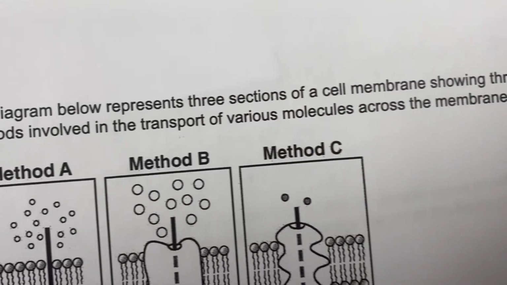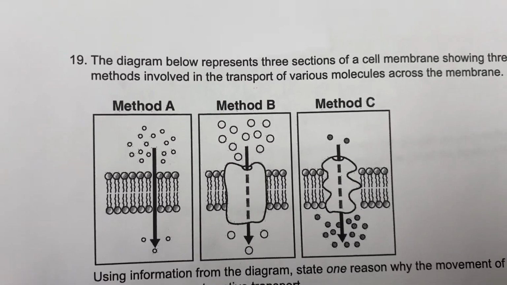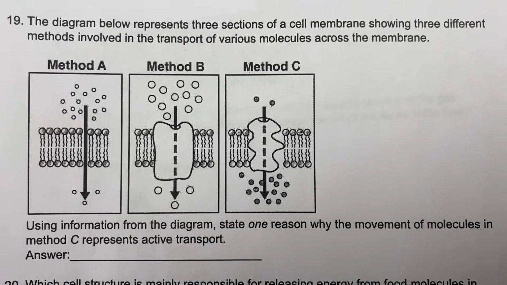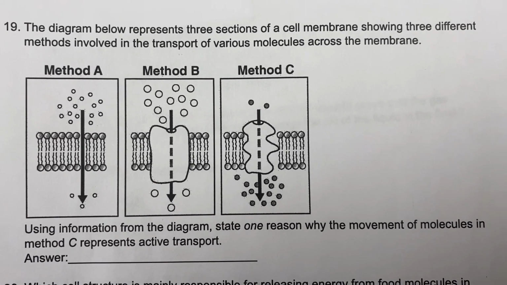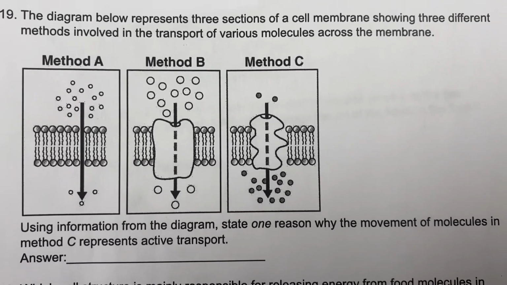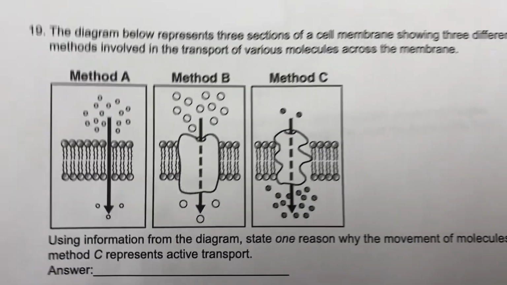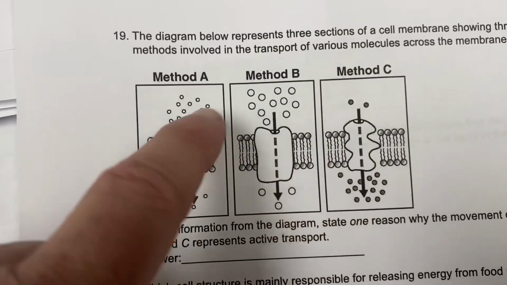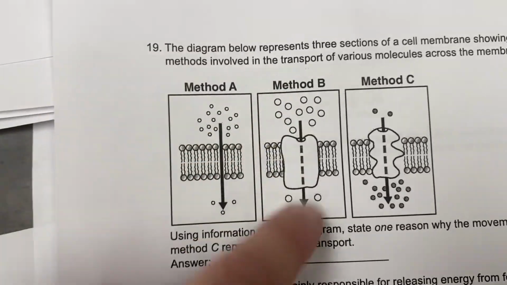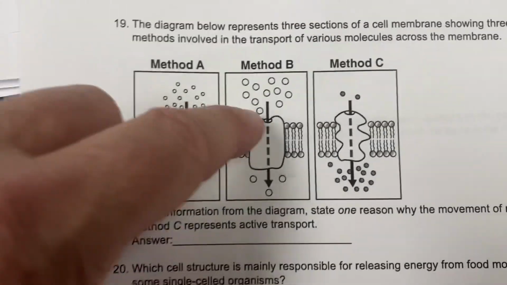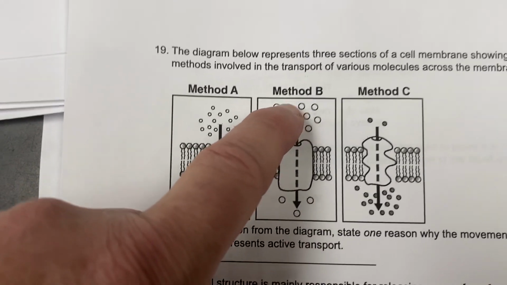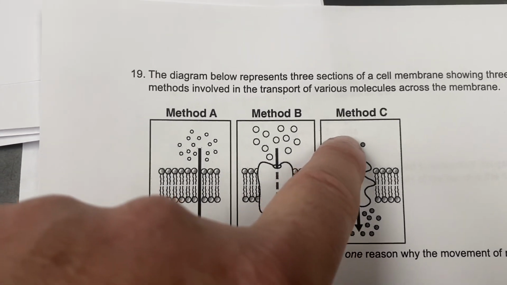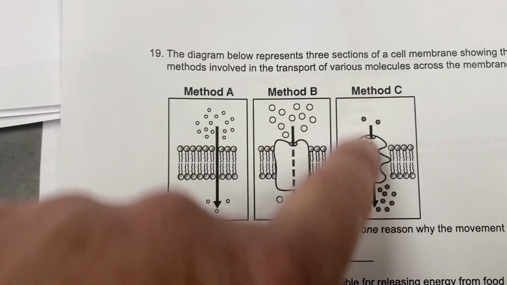The diagram below represents 3 sections of a cell membrane showing 3 different methods involved in transport of various molecules across the membrane. Using information from the diagram, state one reason why the movement of molecules in method C requires active transport. That's right, because it's going against the concentration. It's going from fewer circles to more circles. That requires energy. All of these other ones go from more to less, right? They're going to move. That's my old example of closet full of basketballs. You open the door, they're going to fall right from where there are more basketballs to where there are fewer basketballs. To shove more basketballs into the closet, you need to use energy.